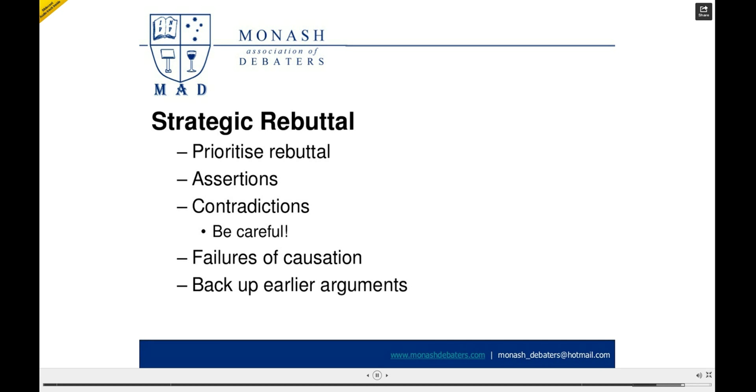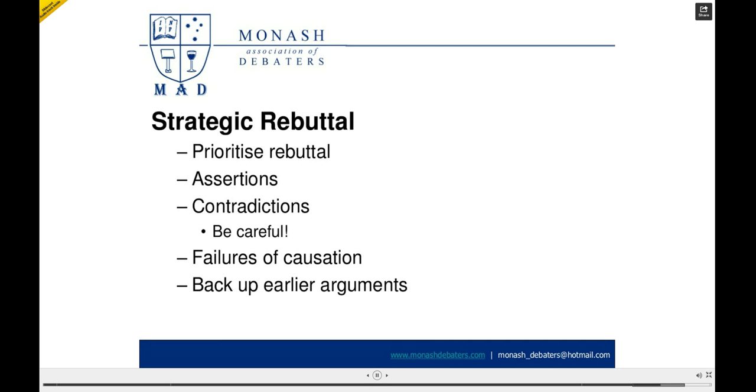The next thing is contradictions. An obvious example of a contradiction is if in the same case a team is arguing that something is both cheaper and more expensive, which surprisingly happens fairly often. If you can say they contradicted themselves when they said this and this, that's really powerful.